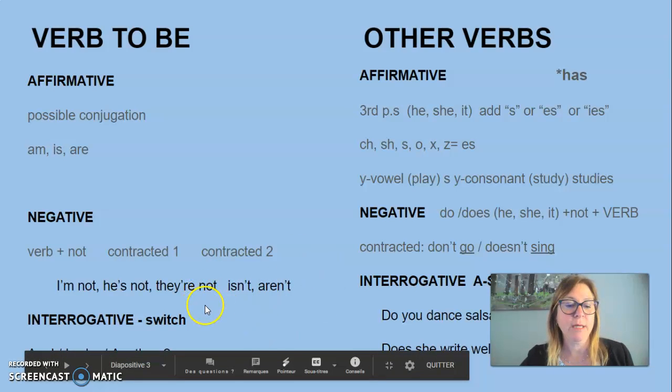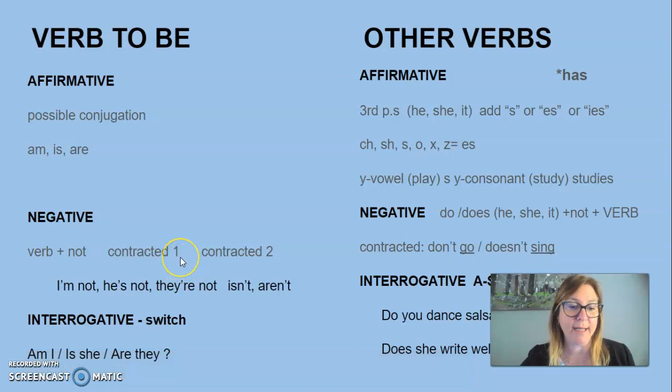Interrogative with the verb to be, you simply switch subject and verb. So if you say I am, you will switch it for am I, and then you create a question. If you want to have an information question, simply add a question word in front. So why am I a teacher?